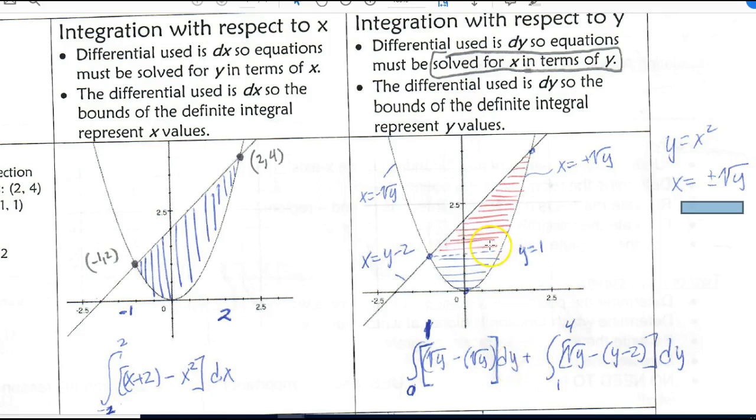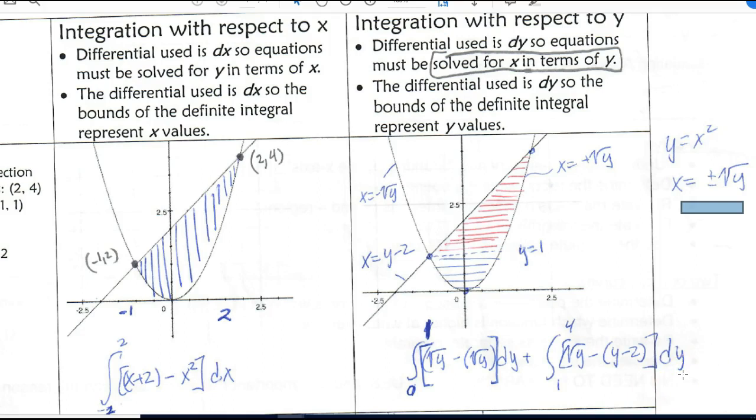Okay, the next section, when I'm integrating with respect to y, is going to be everything above this horizontal line at 1. So I'm just going to go from 1 to 4. And again, the function that's to the right is x equals radical y, and the function that's on the left is the line x equals y minus 2. And that's how we have set it up.